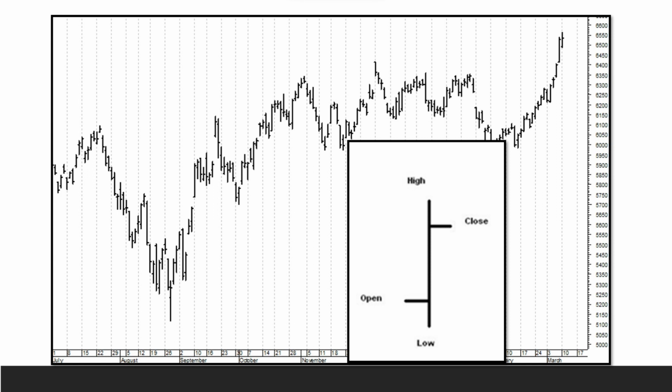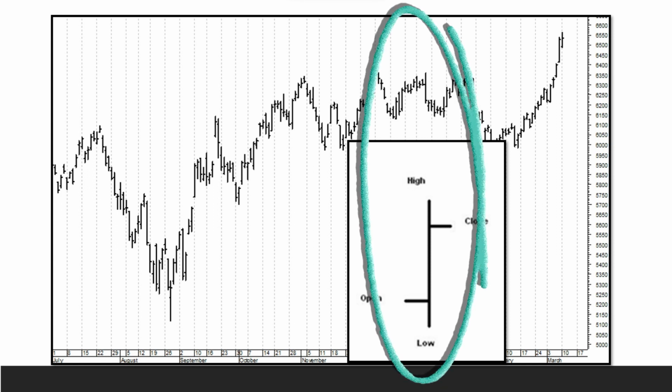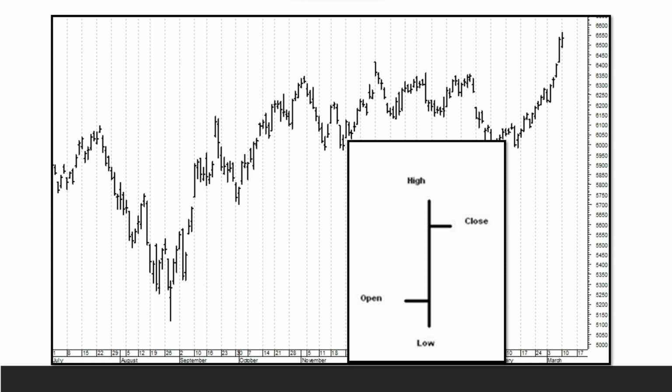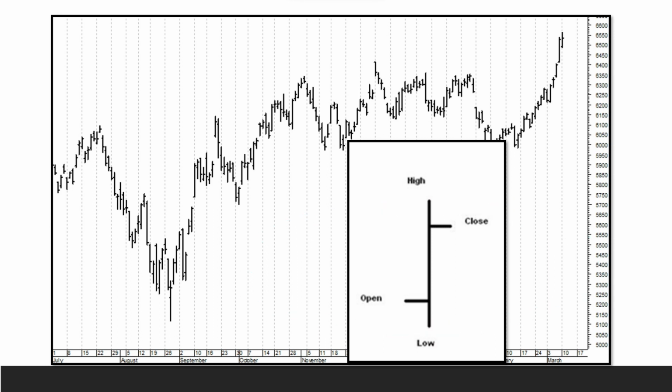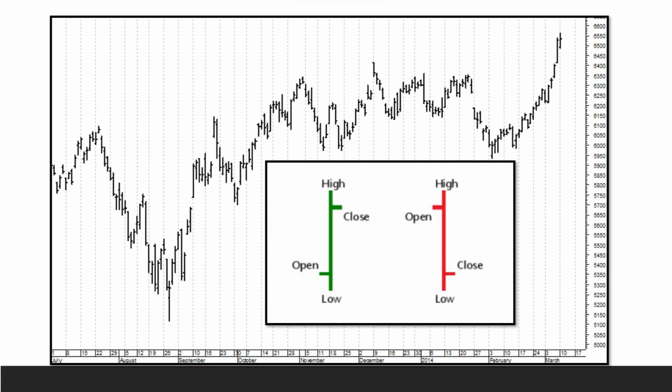The top of that line shows the high point, and the lowest point of that line shows the lowest point of the day. The left tick indicates the opening of the price, and the right tick indicates the closing of the price. There are two types of bars. One is a bullish bar and one is a bearish bar. Normally, it is indicated by colors. So if you are looking at a bullish bar, it will normally be in blue color or green color.